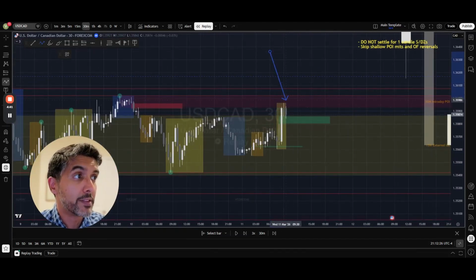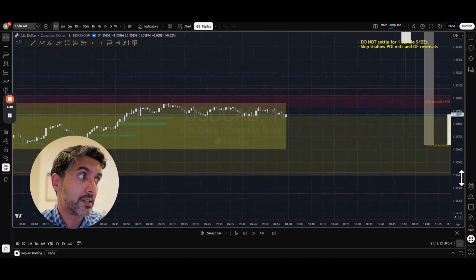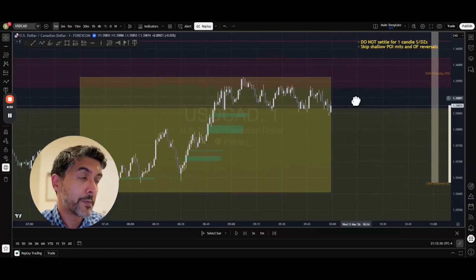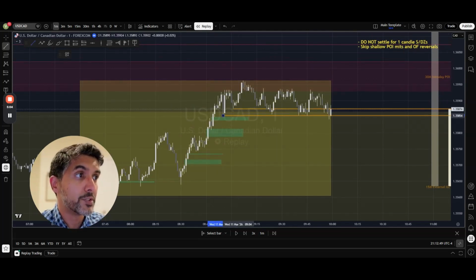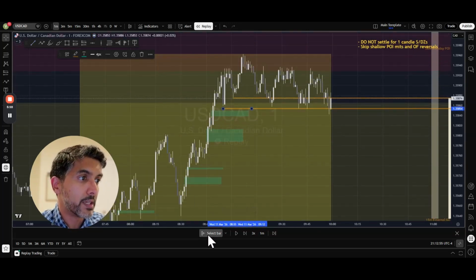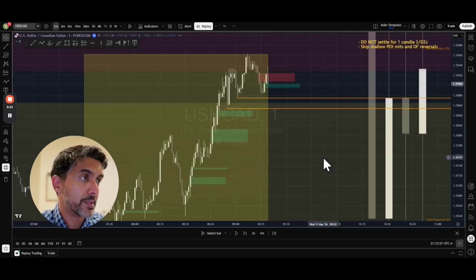So right before 9:30 open, we get a mitigation of our key point of interest. This is always our trigger to then go to the 1-minute to see what kind of price action we can observe. We can see that we've touched in right here. And for me, we have 2 points of interest that we want to see sellers overrun, 1 and 2.